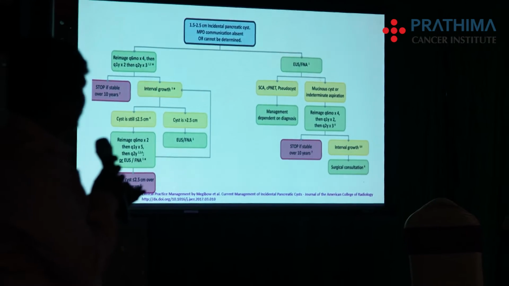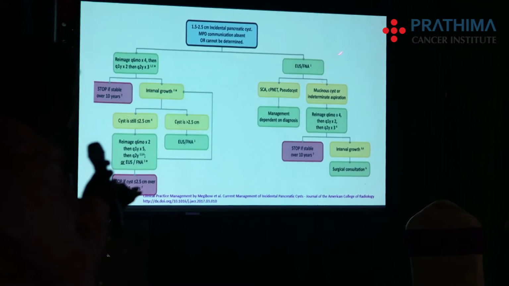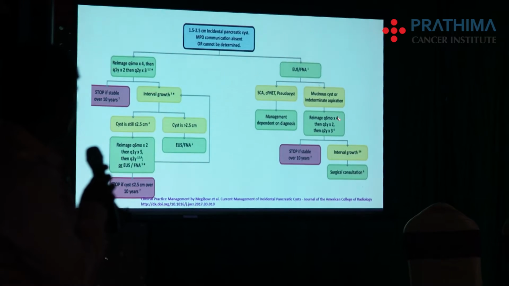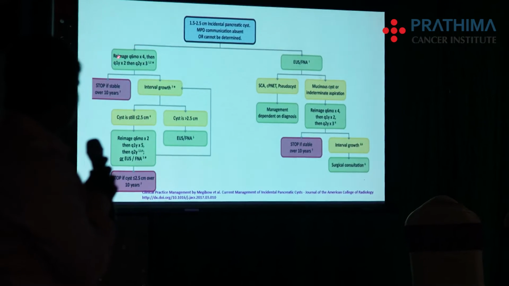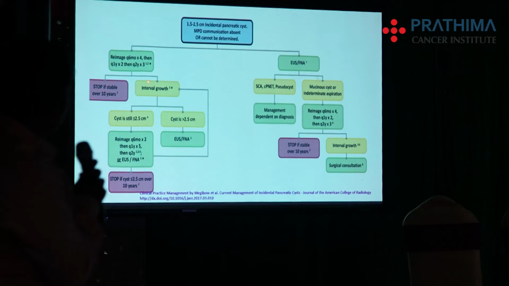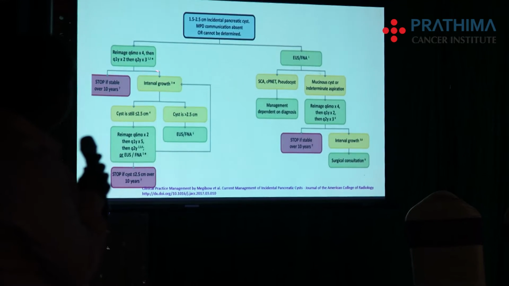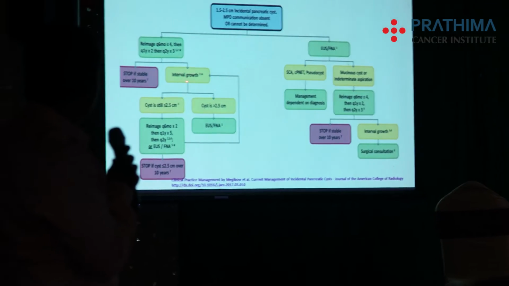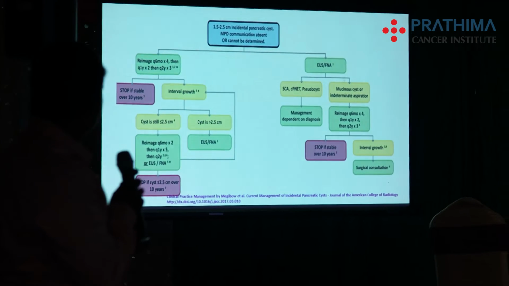Usually AGA guidelines and IAP guidelines say to directly go for US guided FNAC and operate, and European guidelines say go for re-imaging every 6 months. Then if it is stable, stop the investigation. If there is any interval growth, go for US guided FNAC.